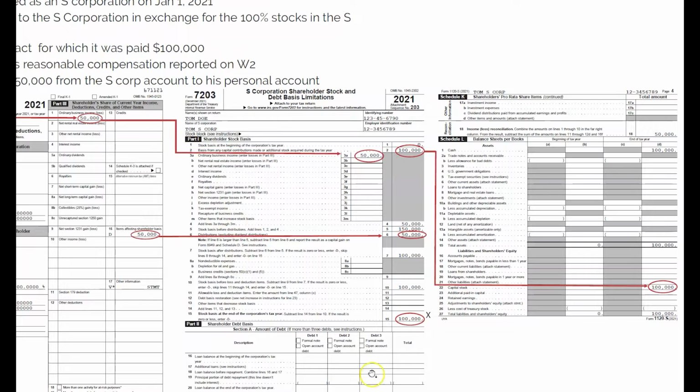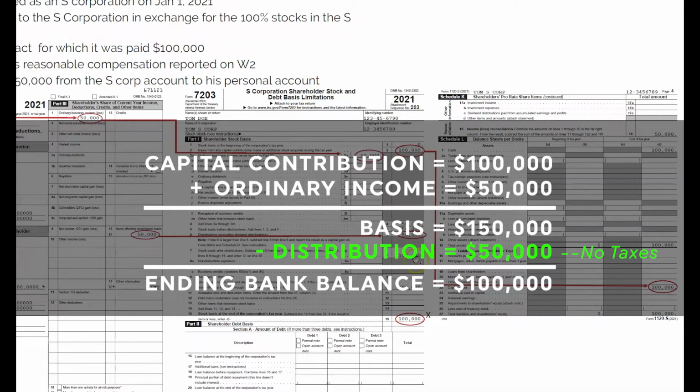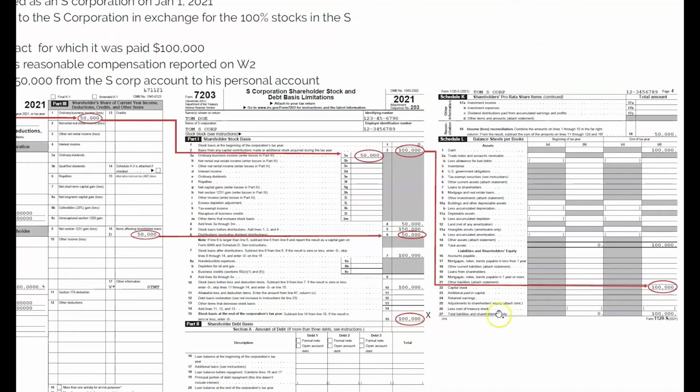Now, here's what you have here. You have basis of 150,000. You took out 50,000 as distribution. Okay, good. 50,000 is less than 150,000, so there's not going to be any taxes on this 50,000 that you took. That means your basis reduces to 100,000. And then at the end of the year, you end the basis at 100,000. So it's just as simple as that.